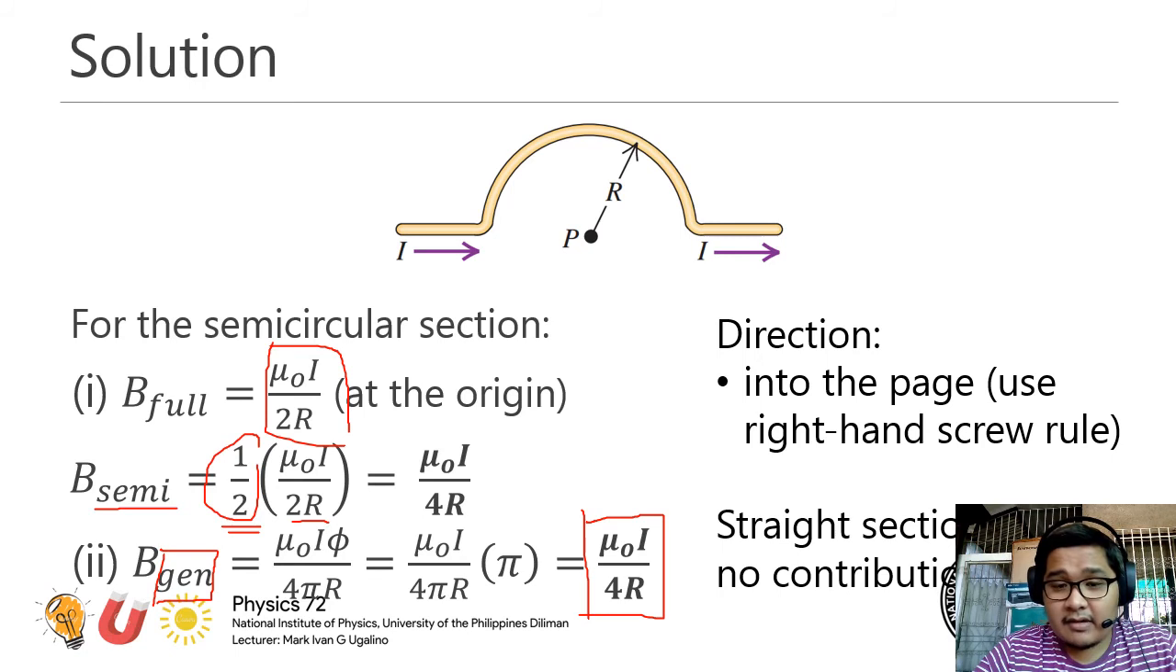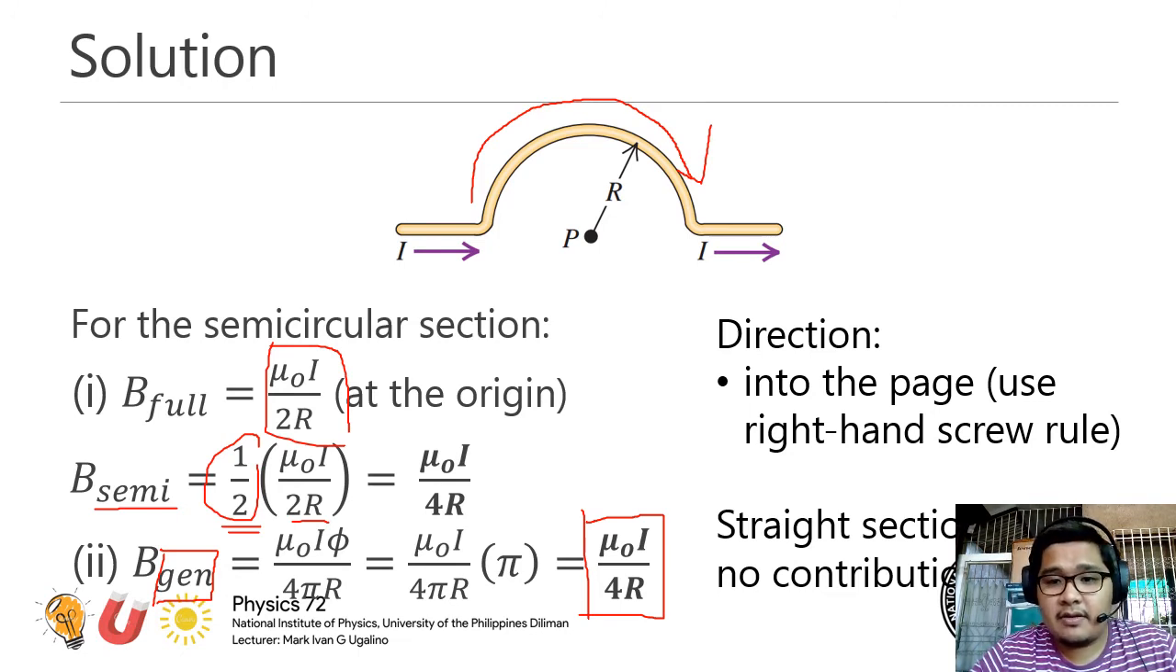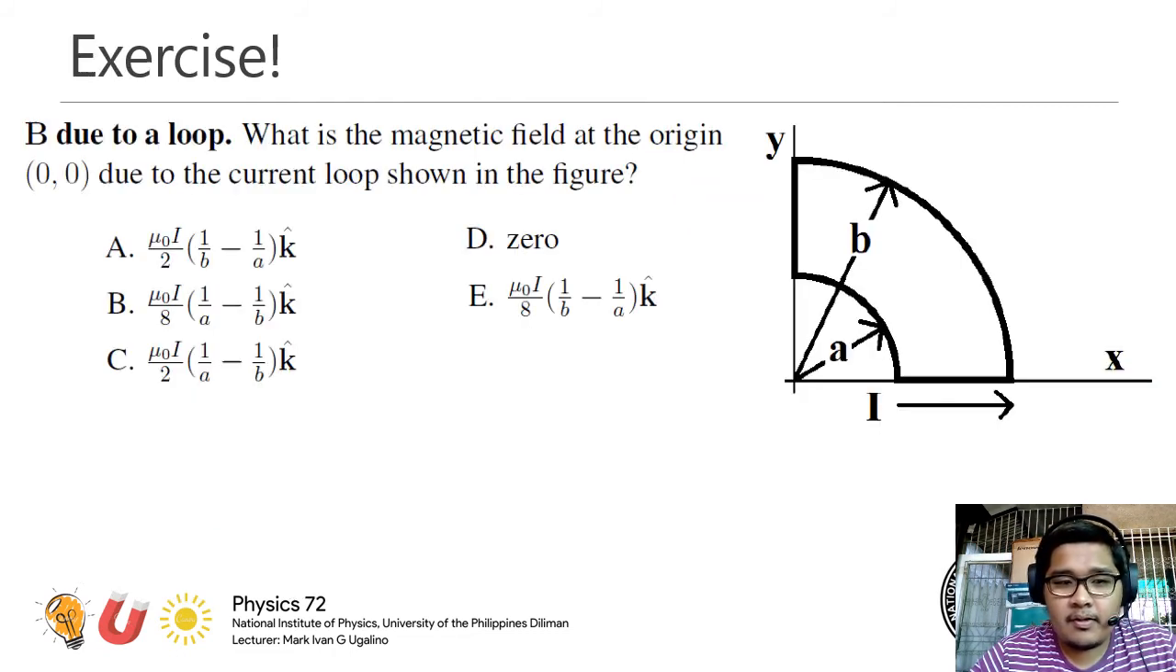Now, if you want to get the direction, since your current is flowing in the clockwise direction, you curl your hand towards the direction of your current, and your thumb will point towards the direction of your magnetic field. Again, the straight sections have no contribution because dL and r hat are either parallel or anti-parallel for both segments. Okay.